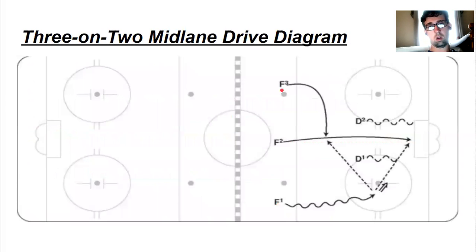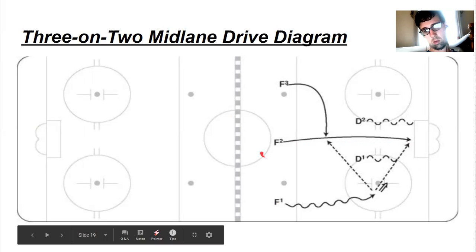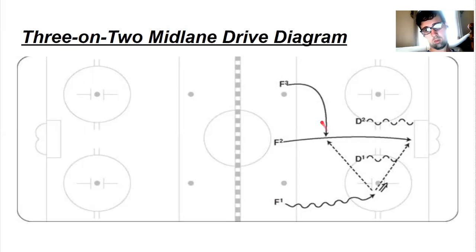Basically, I think I just said. Forward 1 has the chance to pass, and forward 2 the chance to pass, and forward 3 gets a chance if he has an opportunity. You get defense 1, defense 2. Here it's done the opposite side. This is a 3-on-2 mid-lane drive diagram.